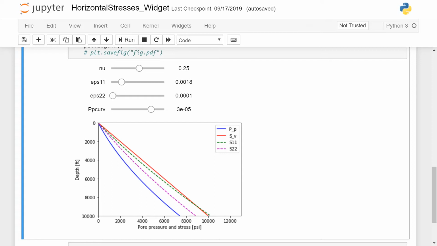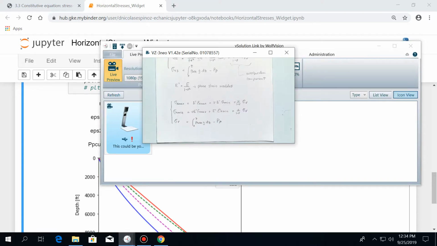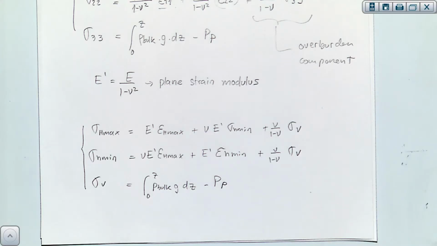I don't remember exactly what you have to do in the homework, but you have to do something similar to this, okay? All right, now with tectonic strains, then we are able to calculate what horizontal effective stresses are with depth.